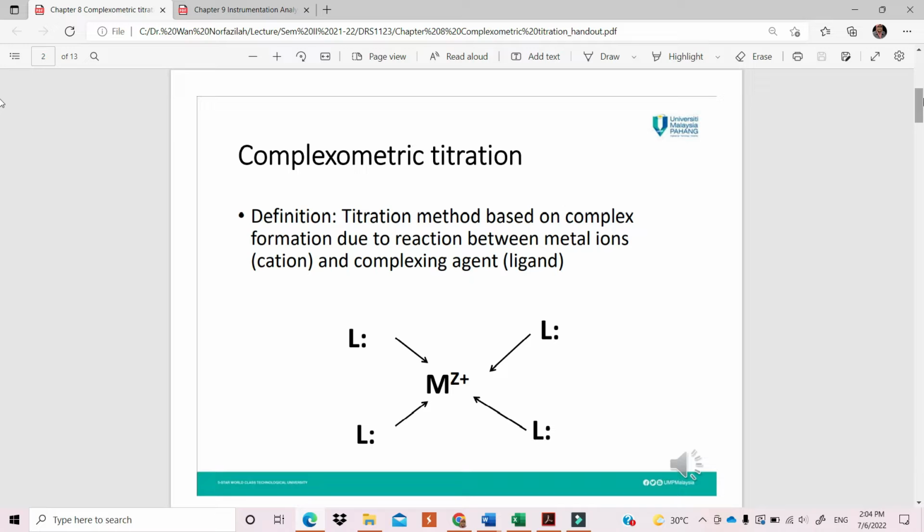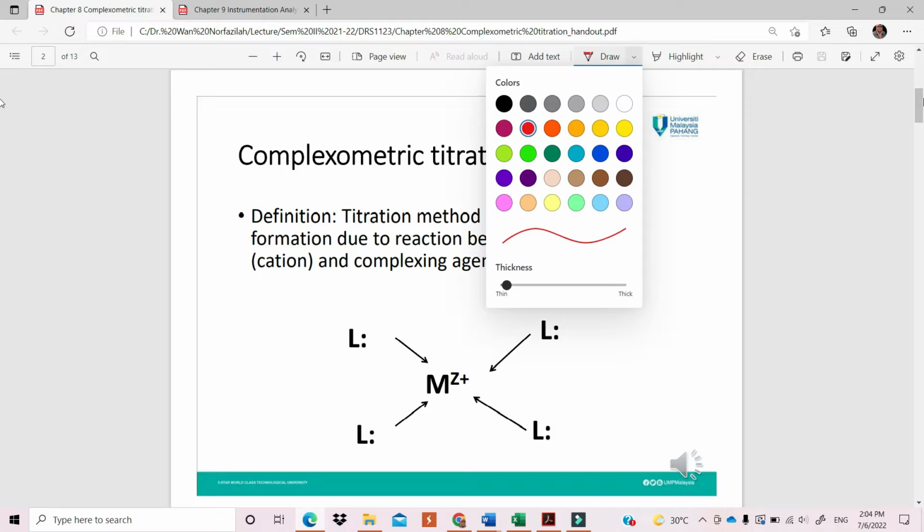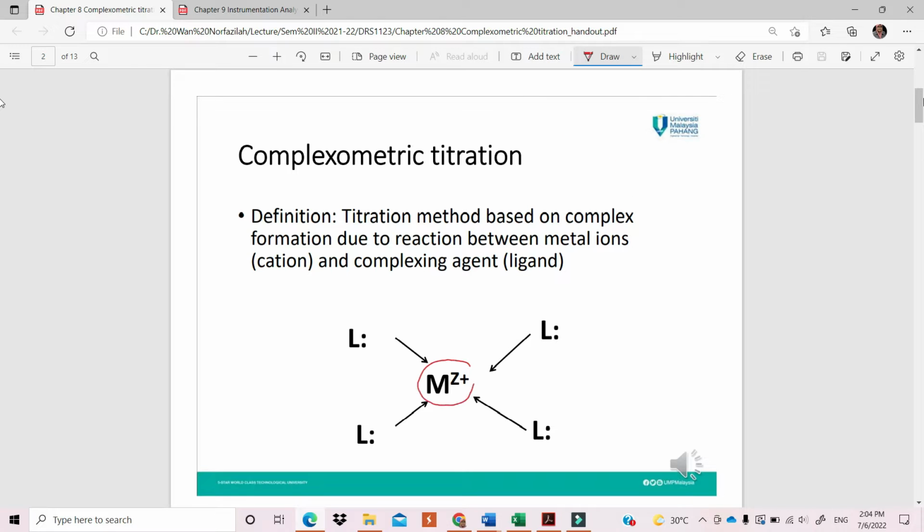In this case, for complex geometric titration, you are doing a reaction between metal ions and a complexing agent, or we call it a ligand. So this is the metal ion with charge. Since we call it ions, it should have charge, so positive charge. We only do complex geometric titration with cations, positive charge ions. And the ligands are denoted as L here. So L is for ligand.